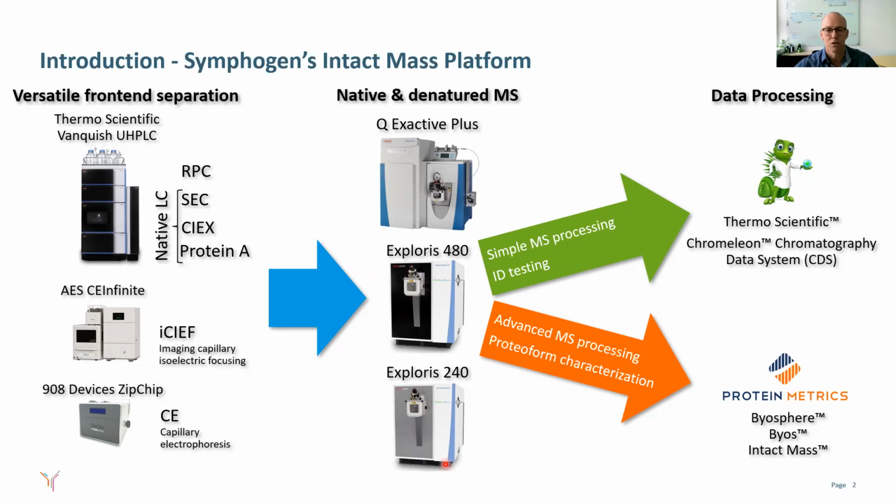We have different instruments, and that's basically to support the need for the different separation techniques because it takes time to switch from one separation technique to another. So we try to dedicate the individual mass spectrometers to the different separation techniques for better efficiency. And also the data processing is of course an important aspect.